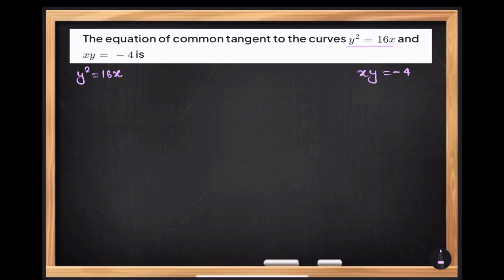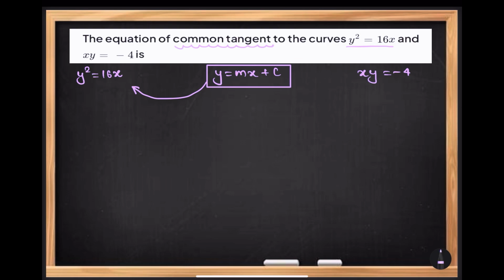Now look at this. We have to find the common tangent. So how will we respond? We have solved similar questions in previous sessions where we assumed y = mx + c to be the equation of the common tangent. We have to find m and c. So how will we do that?